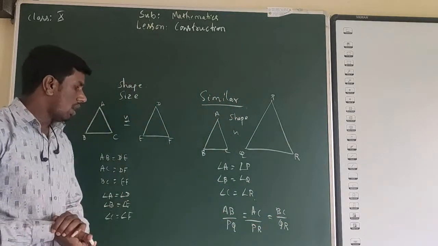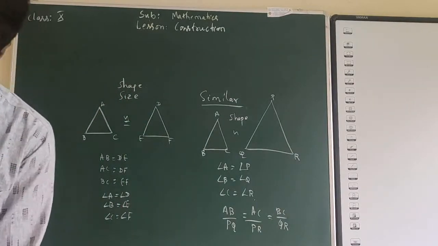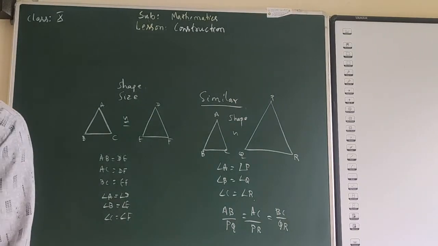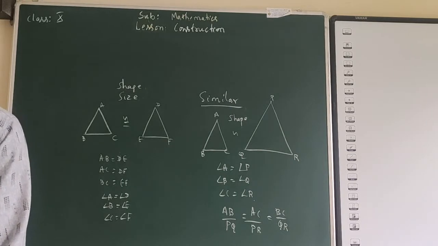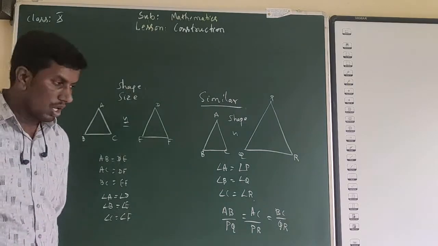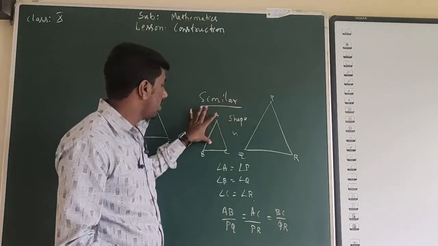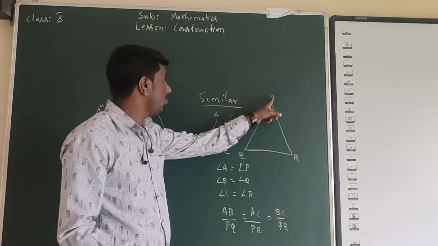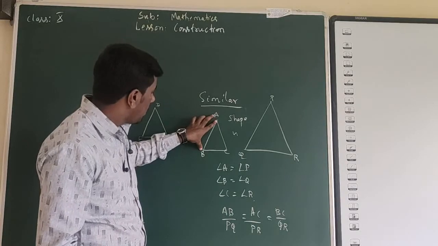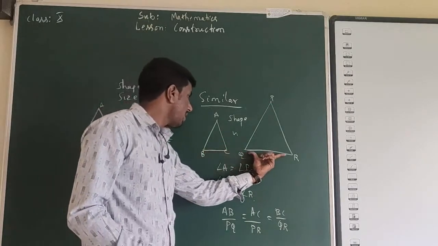This is called sides are proportional, right? Or otherwise, we will say that their corresponding sides are in the same ratio or in the same proportion. You can observe that AB and PQ are the corresponding sides because angle A is equal to angle P. That means A is equal to P, B is equal to Q, C is equal to R. So AB is the corresponding side of PQ, AC is the corresponding side of PR, BC is the corresponding side of QR.